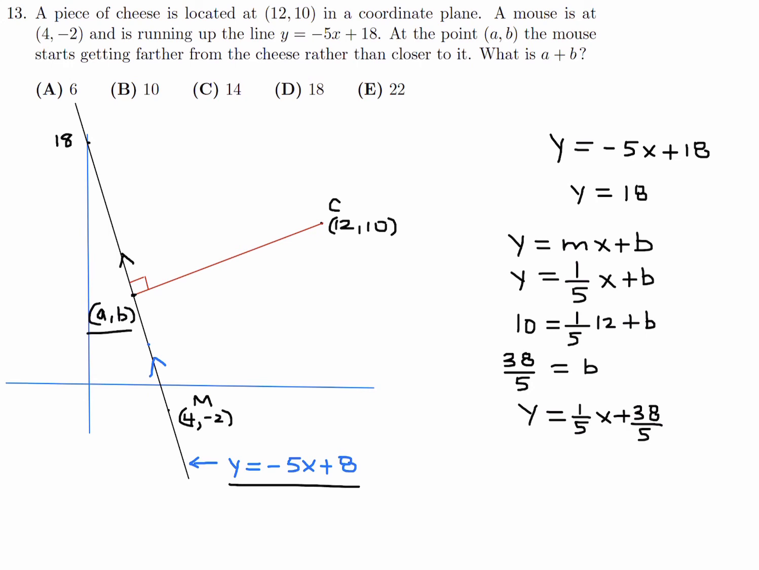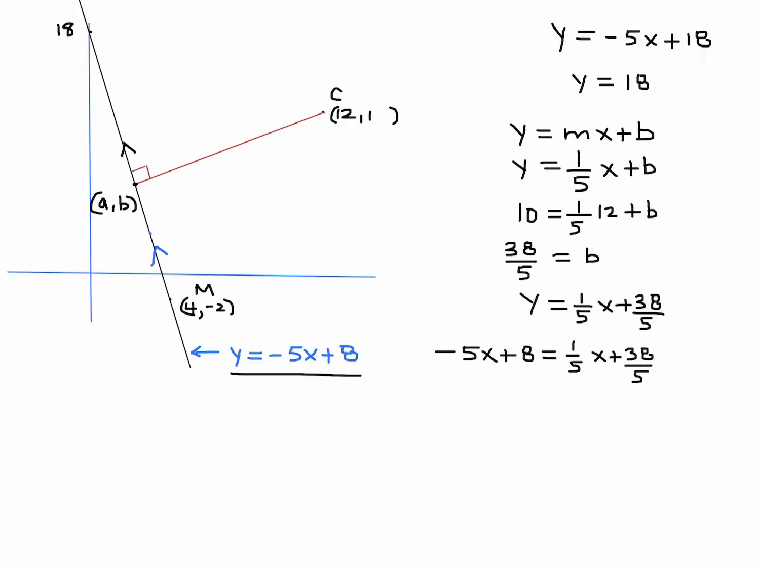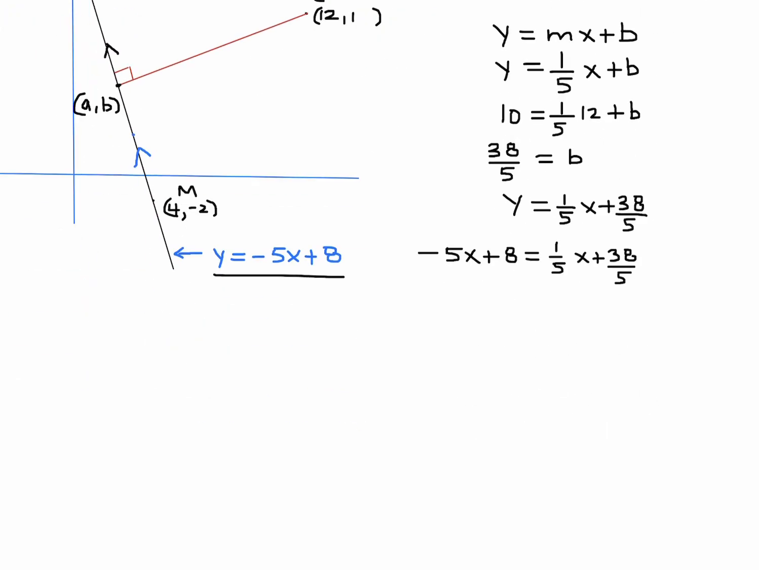And now to figure out the (a, b), I just have to find the intersection point of these two lines. So set them equal to each other. So -5x plus 18 is equal to 1 over 5 x plus 38 over 5, like that. Multiply through by 5, and we'll get -25x plus 90 is equal to x plus 38. And therefore, this looks like 52 is equal to 26x.